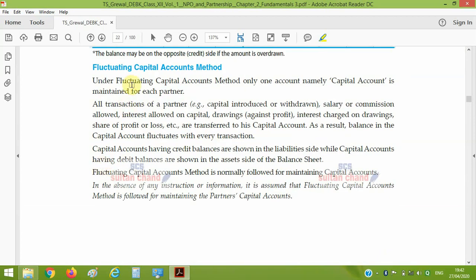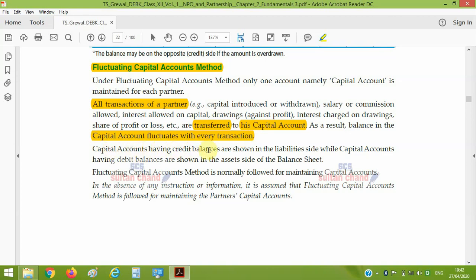If we talk about the fluctuating capital account method, in this method all the transactions of a partner, for example, withdrawal of capital or introduction of capital, salary, commission allowed, interest allowed on capital, drawings against profit, interest charged on drawings, share of profit or loss, are transferred to his or her capital account. As a result, the balance in the capital account fluctuates with every transaction.